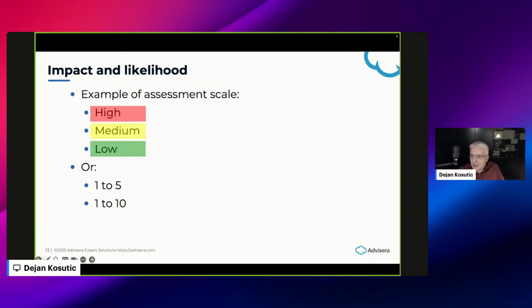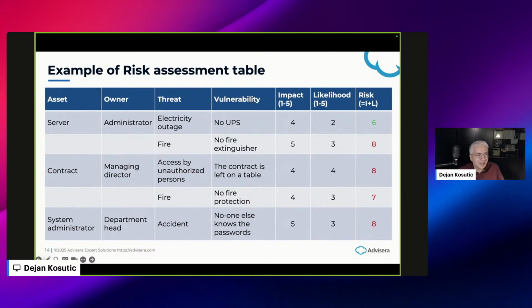Yeah, let's move on now to the next slide. So how does this risk assessment table actually look like in the end? What is the output from this process? Basically you can see this on the screen now. You have the asset, then you have the owner, then you have the threat and vulnerability, level of impact, level of likelihood, and ultimately the level of risk.